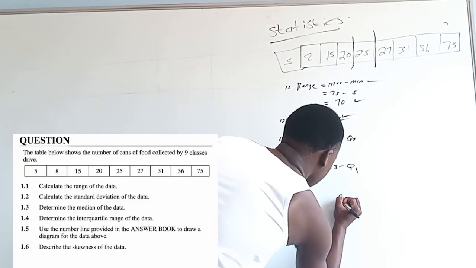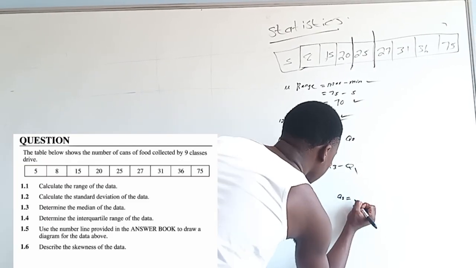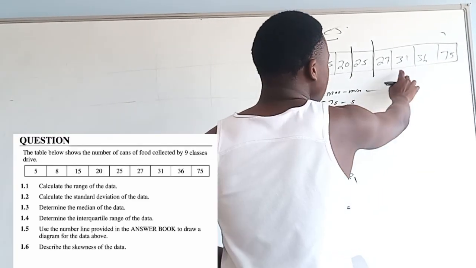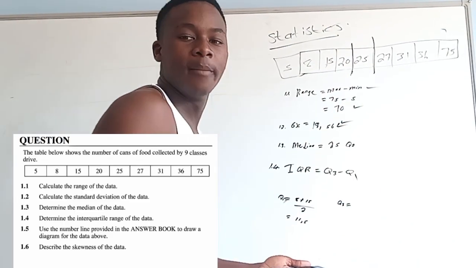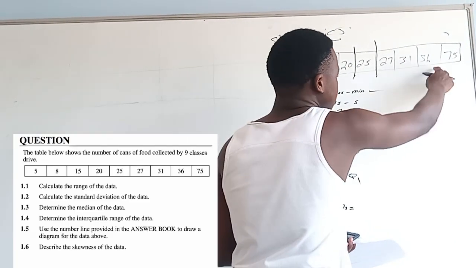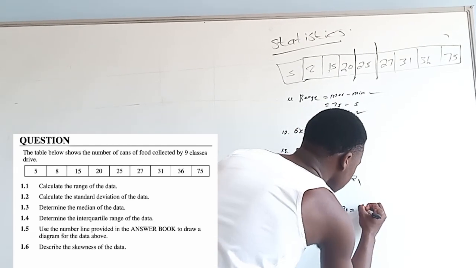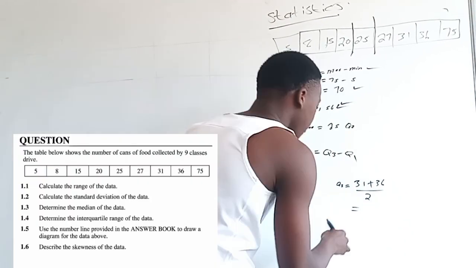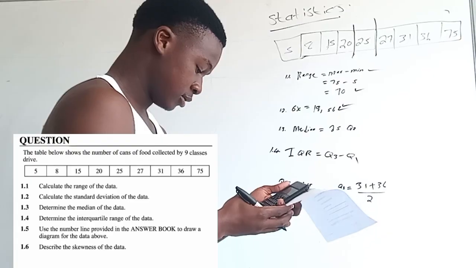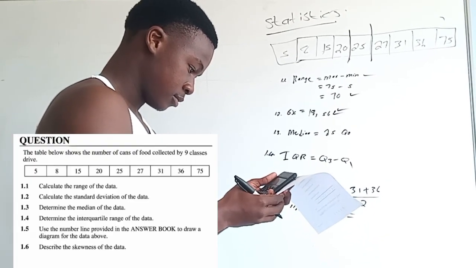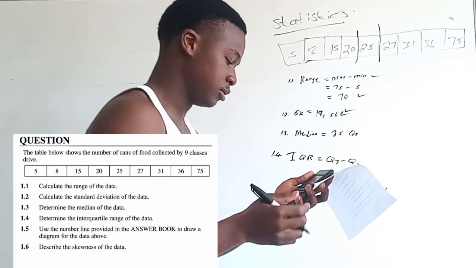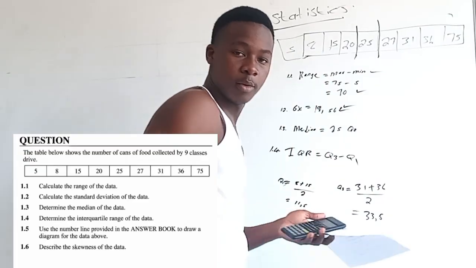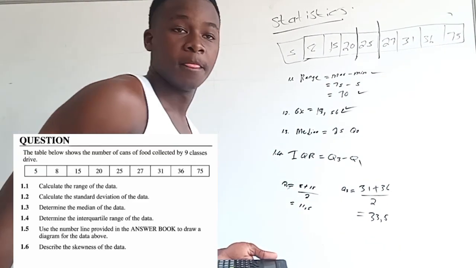And then Q3, you come to this side, and this side you also have 1, 2, 3, 4 numbers. So we take our middle terms, which are 31 and 36. So we say Q3 equals to 31 plus 36 over 2. We add both of those numbers, 31 plus 36, and it will give you 33.5. This is how we find Q1 and Q3.